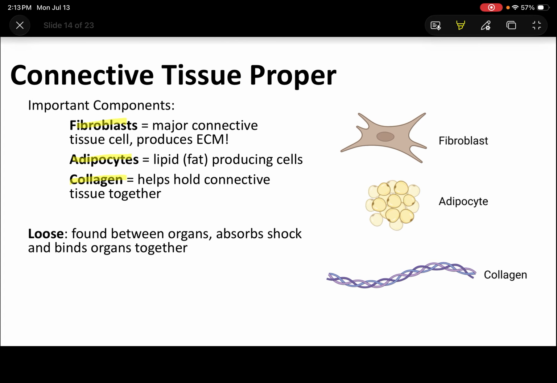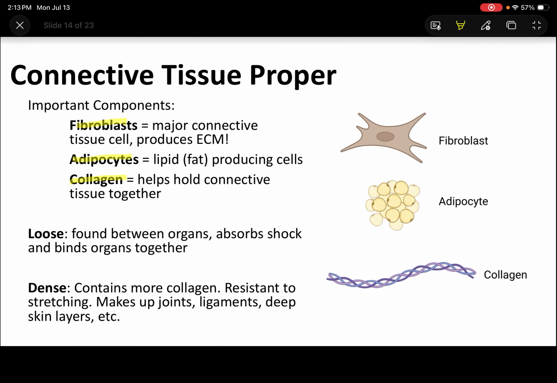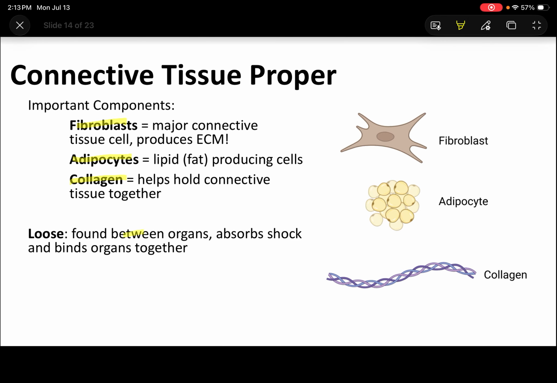There are two major types of connective tissue proper, loose and dense. Loose is often found between organs and is really important for absorbing shock and binding organs together. If you think about your abdominal cavity, you have your liver, your spleen, your small and large intestine, your stomach, going down into your reproductive cavity. All of these organs are separated by this loose connective tissue proper. You might have some fat tissue in there, and some fibroblasts that help keep these organs in their spaces, and it helps absorb any shock that your body might take.